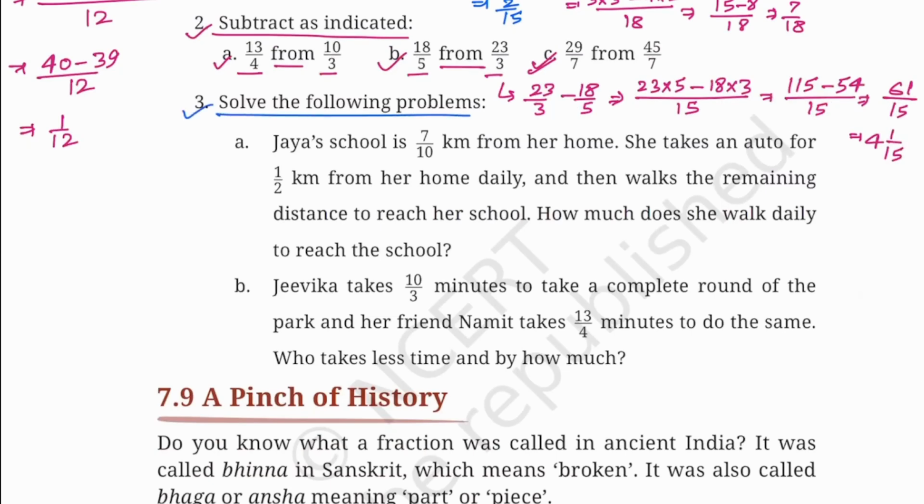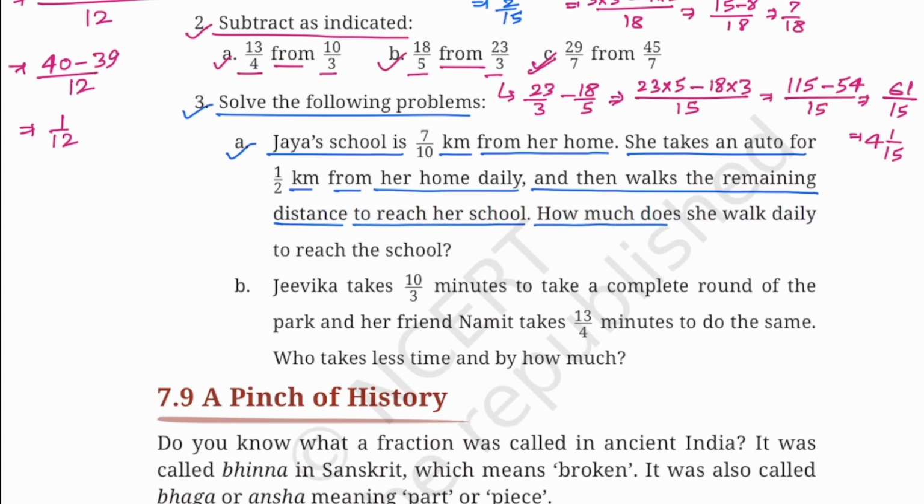3. Solve the following problems. A. Jaya's school is 7 upon 10 km from her home. She takes an auto for half kilometer from her home daily and then walks the remaining distance to reach her school. How much does she walk daily to reach the school?